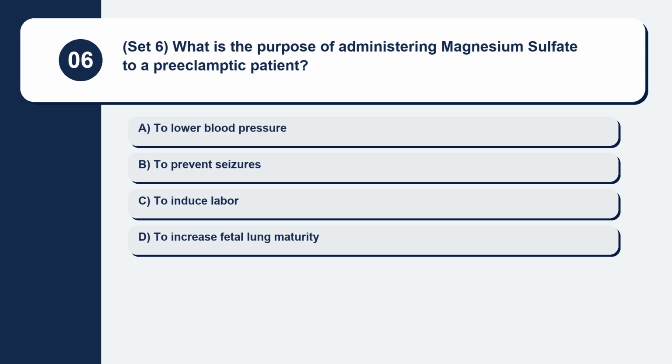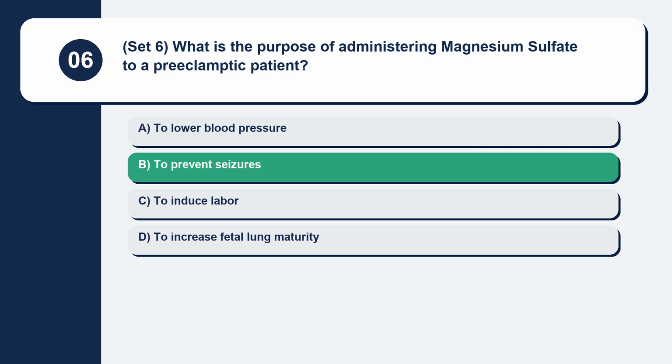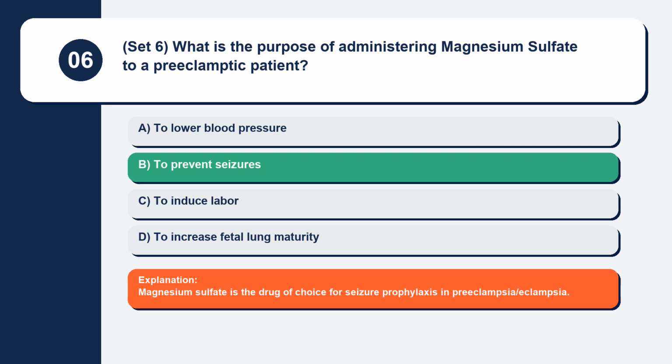Question 6. Set 6. What is the purpose of administering magnesium sulfate to a preeclamptic patient? To lower blood pressure, to prevent seizures, to induce labor, to increase fetal lung maturity. Magnesium sulfate is the drug of choice for seizure prophylaxis in preeclampsia/eclampsia.